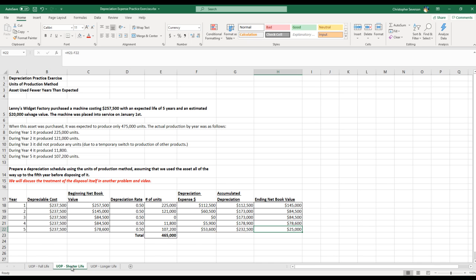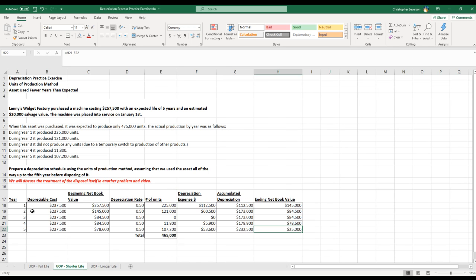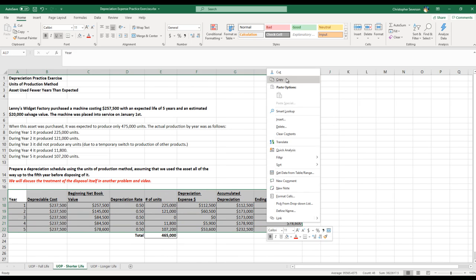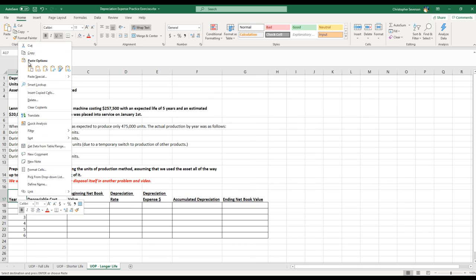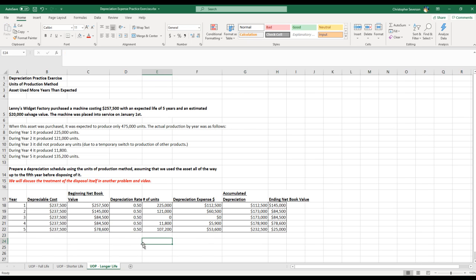So that takes us through the shorter life example. Now let's take a look when the life is longer. I'm going to copy most of this over because most of it's going to be the same, except that in the last year, and let me add the total column here. So it's 465. That was that last example.